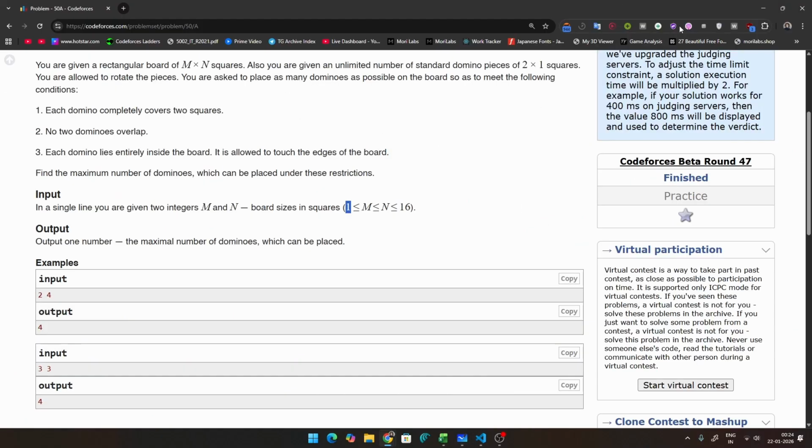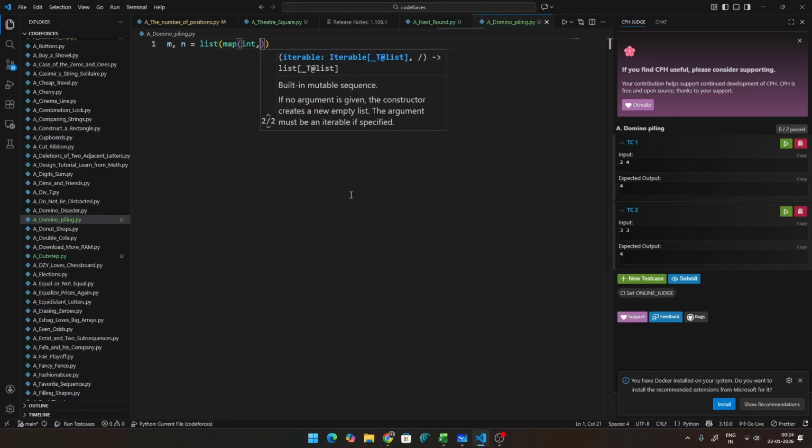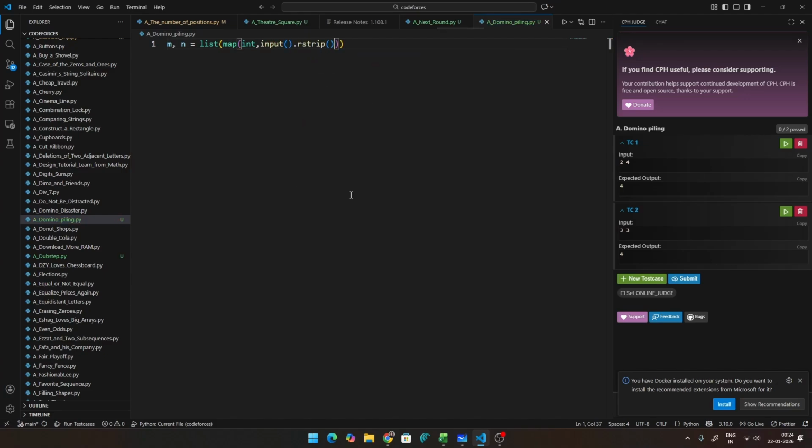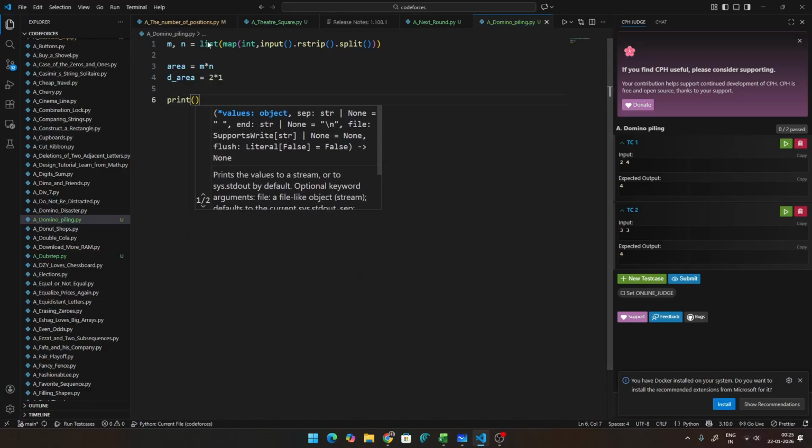Okay, let's go ahead and see what this looks like in code. Obviously, if you're able to understand this, I recommend you to code this yourself. If not, let's see how this looks like in code. Now I'm going to take two inputs, and that's going to be m and n. So I'm going to do a list of map of int comma input dot rstrip dot split, right? And then I'm going to go ahead and calculate the area. That will be m cross n, and d area will be my domino area, and that will be 2 cross 1 because that's something that is common.